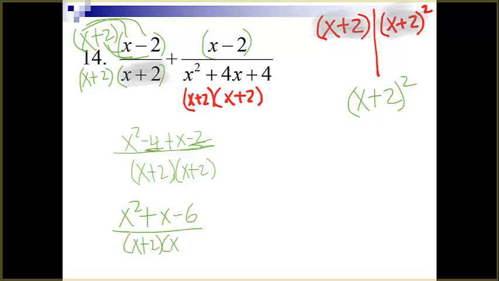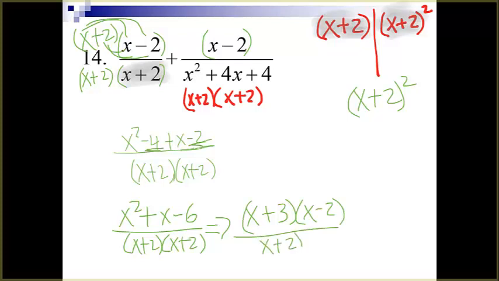Now, if you kept it like this and said, yay, I'm done, you would actually end up getting this mostly right, because the top does factor, but you want to make sure that everything is in factored form. So the top actually is a trinomial that factors into x plus 3 times x minus 2, all over x plus 2 times x plus 2.